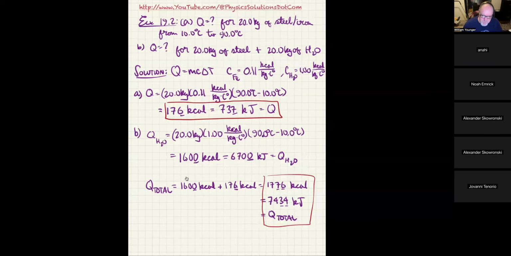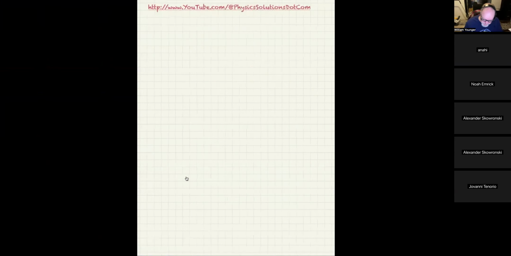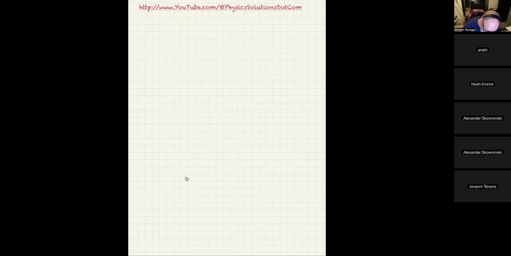And that brings us to example 19.4. Remember, 19.3 was a conceptual example. So this example is called "The Cup Cools the Tea." If 200 cubic centimeters of tea at 95 degrees Celsius is poured into a 150 gram glass cup initially at 25 degrees Celsius, what will be the common final temperature T of the tea and cup when equilibrium is reached, assuming no heat flows to the surroundings?